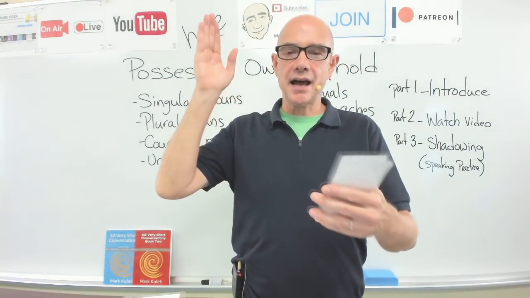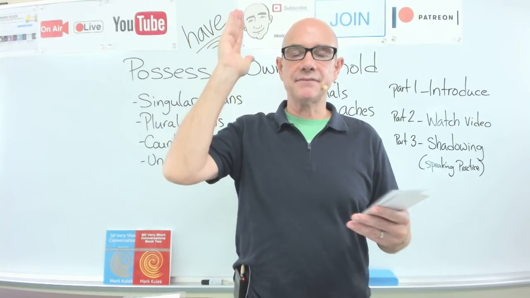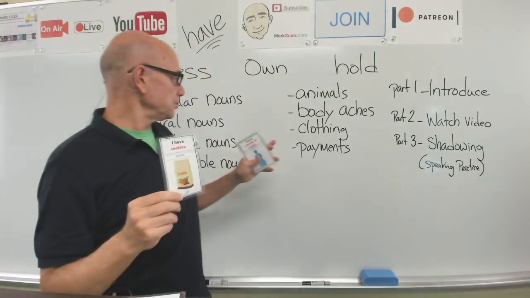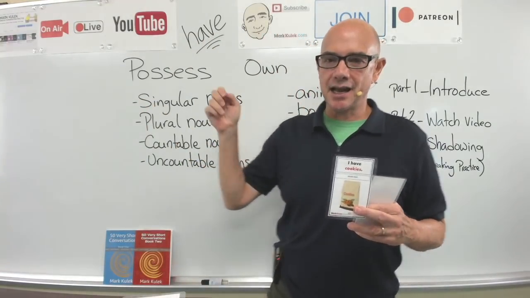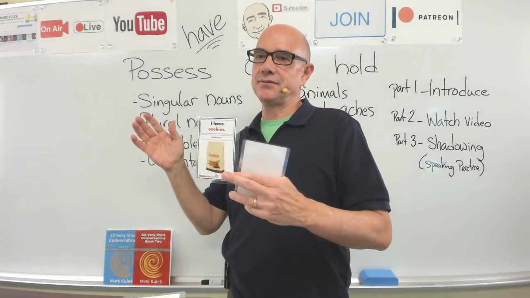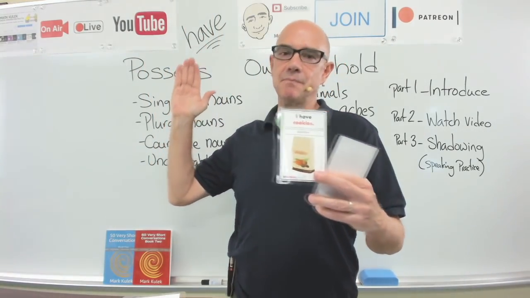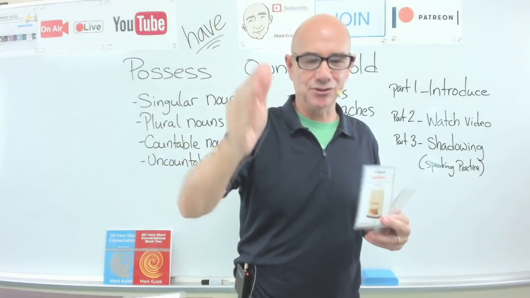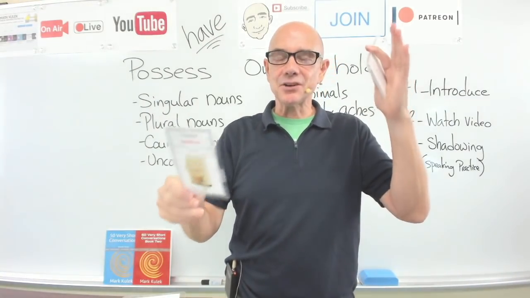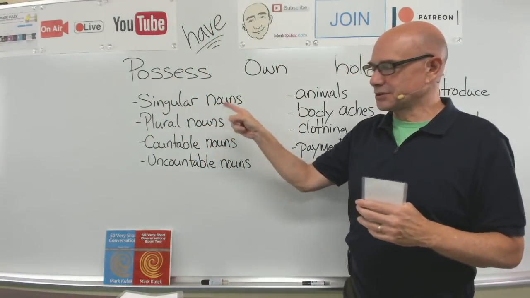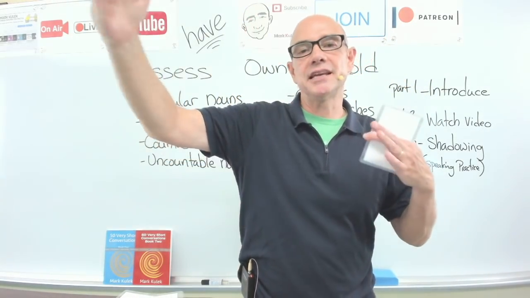Okay, card two. I have cookies. Okay, cookies, plural. Plural nouns, right? I have one cookie, two cookies, three cookies, four cookies, five cookies. I have many cookies. I have pets. I have books. I have CDs. I have chairs. I have tables. Okay, so more than one, right? Plural, more than one. Singular, one item. Plural, more than one. Two, three, four, and just keeps going, okay?